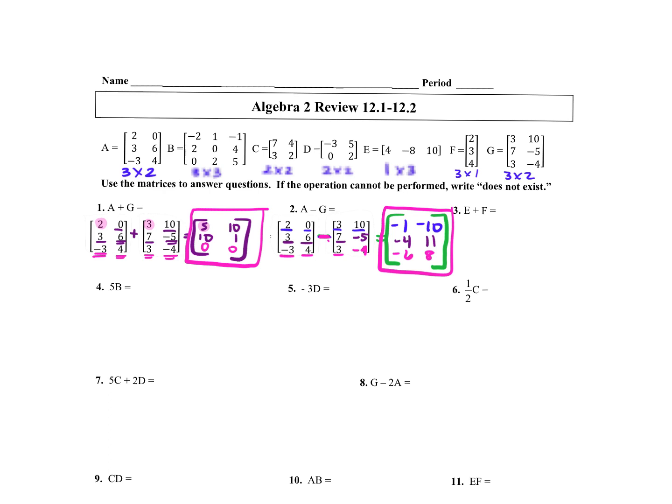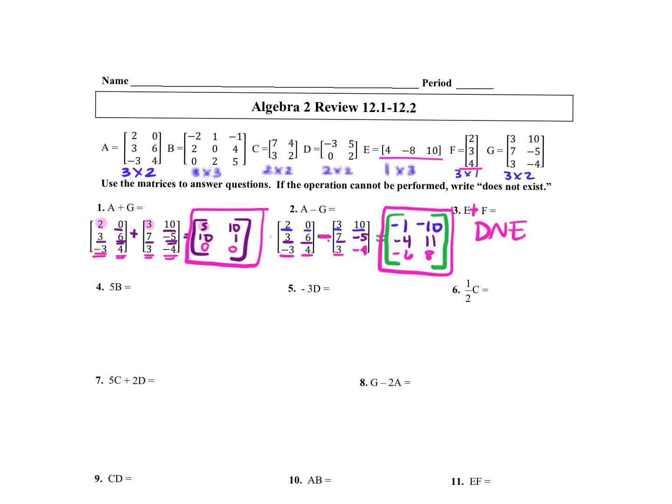Then you have E plus F. So you have a 1 by 3 plus a 3 by 1. And when you're adding, they have to have the same dimensions. This is opposite dimensions. So this just does not exist. You don't need to do anything more with that. You're just done there.